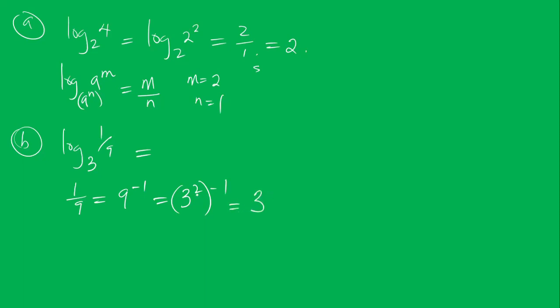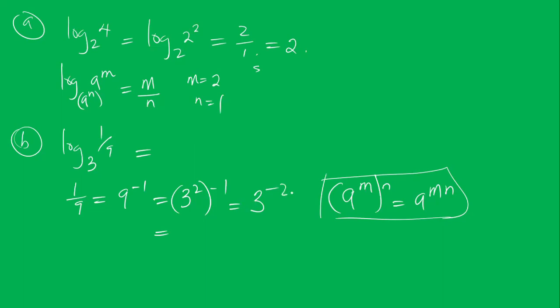So when you now multiply using the law of indices, where you have a to the power m all to the power n is the same thing as a to the power mn. If we apply this law of indices, you now have 3 to the power 2 all in parentheses to the power minus 1, which will now be equal to 3 to the power minus 2. You know, there is a law of indices where you have 1 all over a is the same thing as a to the power minus 1.